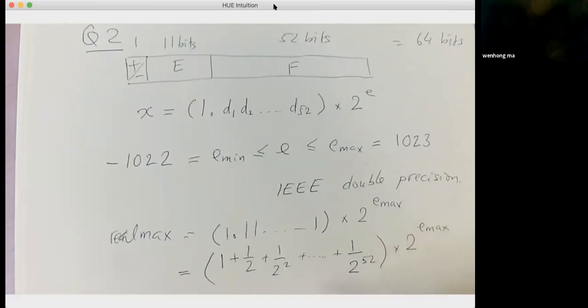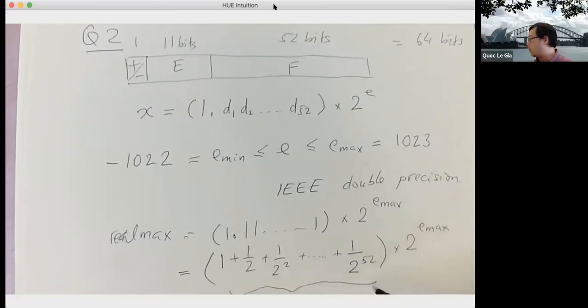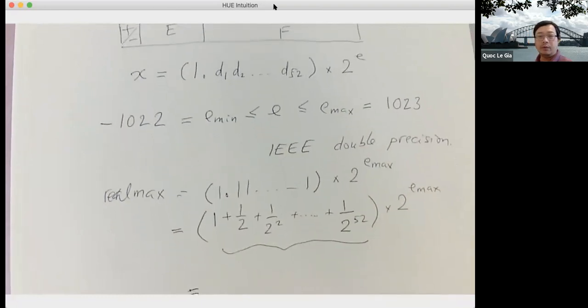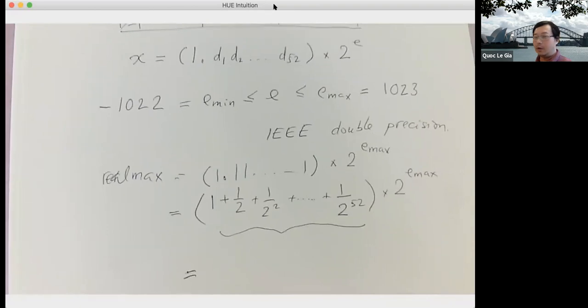And now, what is this? This one is just a geometric sequence. So what does it equal to? Anyone remember the formula? So what is the formula for the geometric sequence?